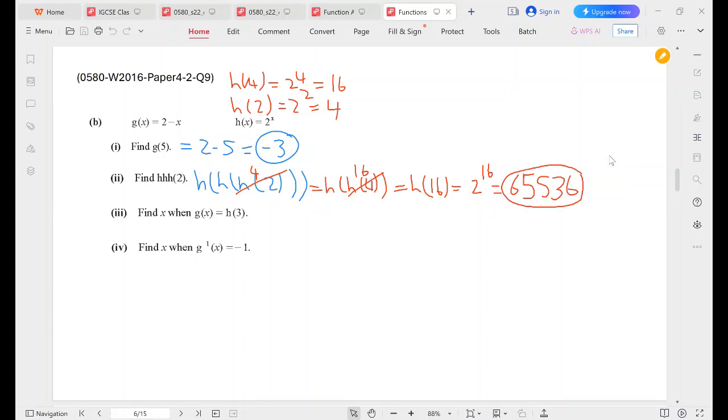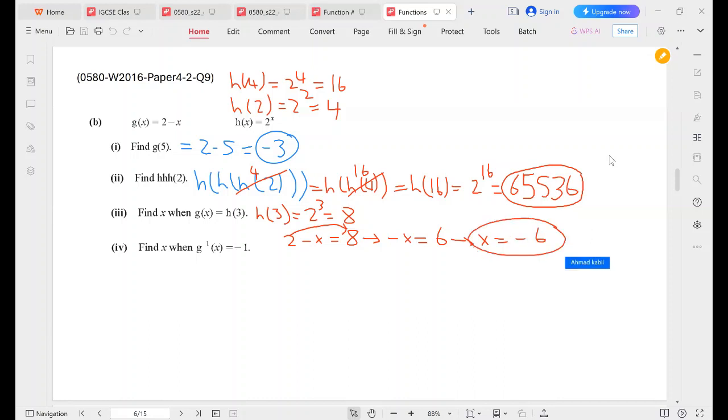In triple I, we want to find x when g of x equals h of 3. So h of 3 equals 2 to the power of 3, which is equal to 8. So g of x is 2 minus x, so 2 minus x equals 8. We want to solve for x. We take the 2 to the other side. We get negative x equals 8 minus 2, which is 6. So therefore, x equals -6. And this would be our final answer.